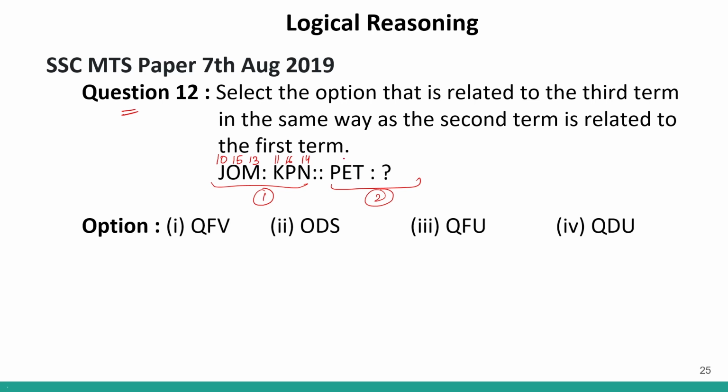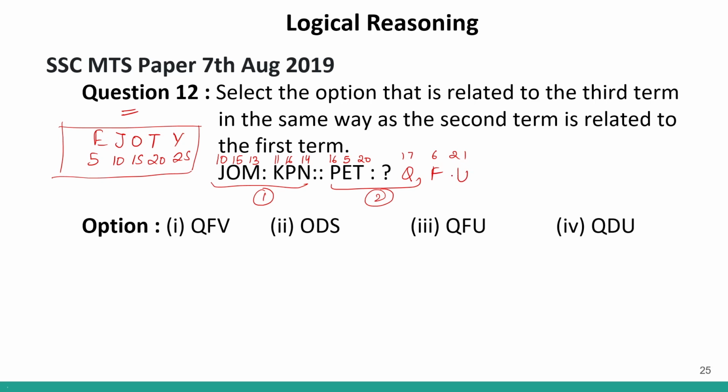So we'll do the same thing for this also. P is 16, E is 5 and T is 20. You can use the shortcut AJOTY to remember the forward ranks. This is 5, 10, 15, 20 and 25. So the next will be 17, 6 and 21. At 17th position we have P, after P we have Q, then we have F and then we have U. So my answer will be QFU, which is given in option number 3. So option number 3 will be the correct answer to this question. Clear?